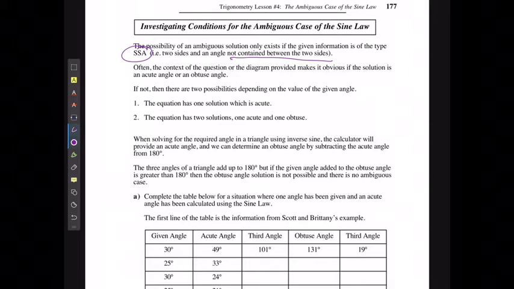When solving for the required angle in the triangle using inverse sine, the calculator will provide an acute angle, and we can determine an obtuse angle by subtracting the acute one from 180. The three angles inside the triangle have to add up to 180, but if the given angle added to the obtuse angle is greater than 180, then the obtuse angle solution is not going to work, which means there's only going to be one possibility. We're going to take a look at that in the chart here.